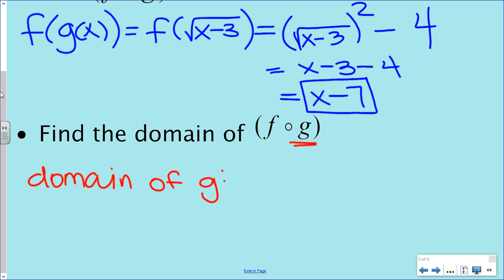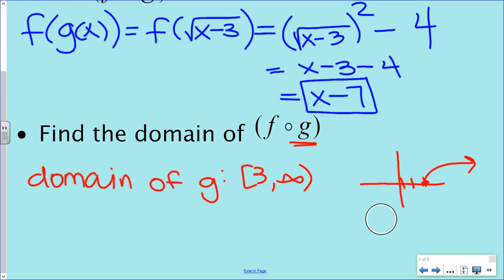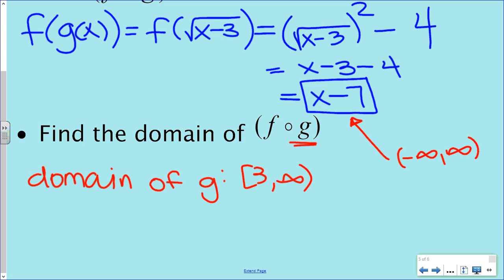Good. It's 3 to infinity. We have a square root function that is shifted right 3. That's what you should have jotted down or visualized in your head. Our domain is 3 to infinity. Now, our result is linear, and we know that that would have a domain of negative infinity to infinity.